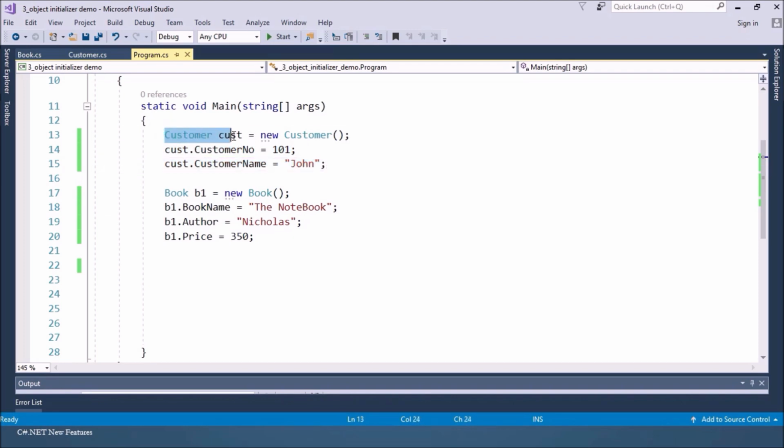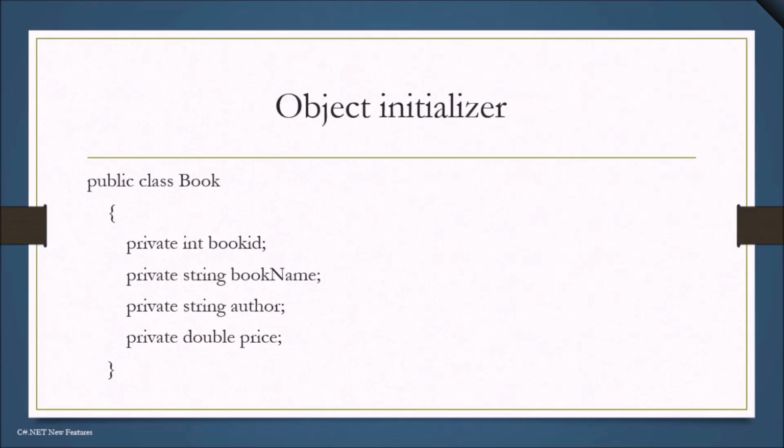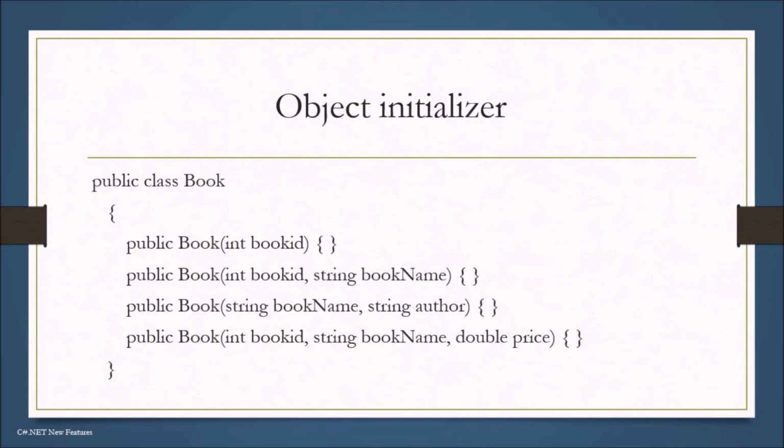So far so good. Now when you create an object, the constructor is called, and constructor is used to initialize the values of an object. Now if you consider our book class will have private fields like ID, name, author and price. To initialize different values of an object, we have to write multiple constructors like this. A constructor to initialize ID, another constructor to initialize ID and name. We have third constructor to initialize name and author, another constructor to initialize ID, name and price, and so on. So you will end up in writing multiple constructors in this way. So to initialize an object with different values, we go for constructors.